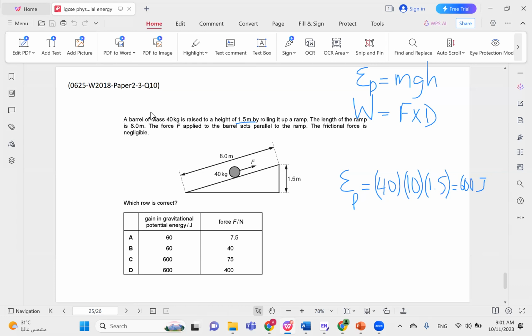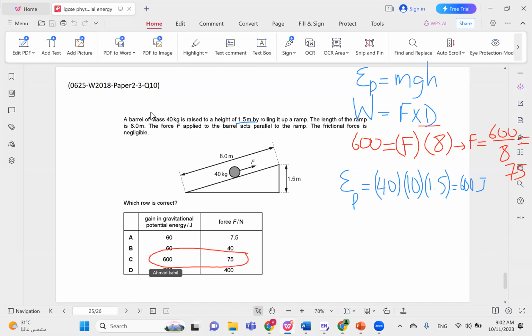So the distance here is actually equal to 8. We do not have the force. And we said that the work done is equal to the gain in gravitational potential energy. So in order to get F, I simply divide 600 by 8. And that gives us the correct answer of 75 newtons, of course. So the correct choice here would be choice C, 600 joules and 75 newtons.